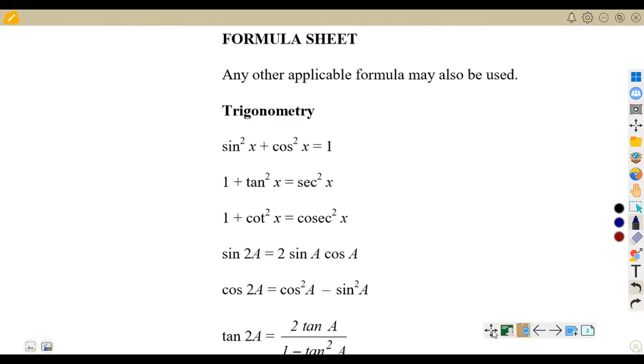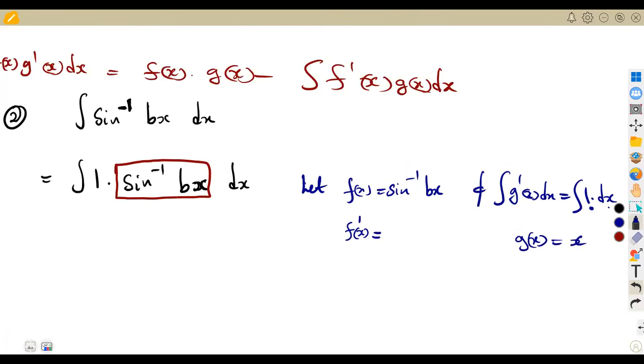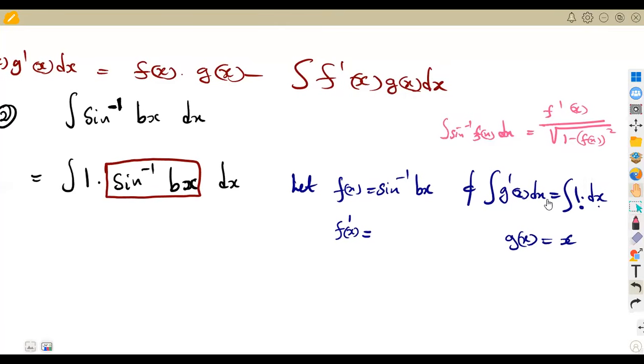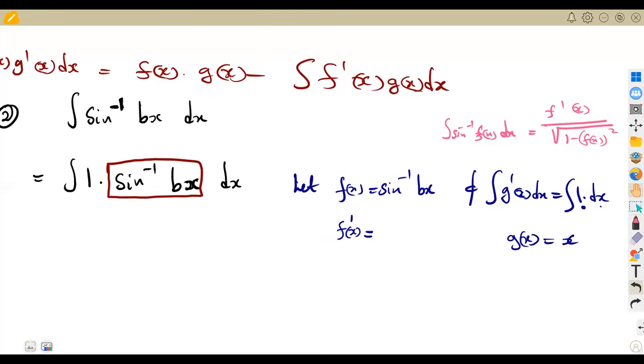I just hope you're going to understand me here. So this is it. We said, whenever you are integrating arcsin of f of x, with respect to x, this will be f prime x over the square root of 1 minus f of x squared. Taking that into consideration, this is what you're going to have.